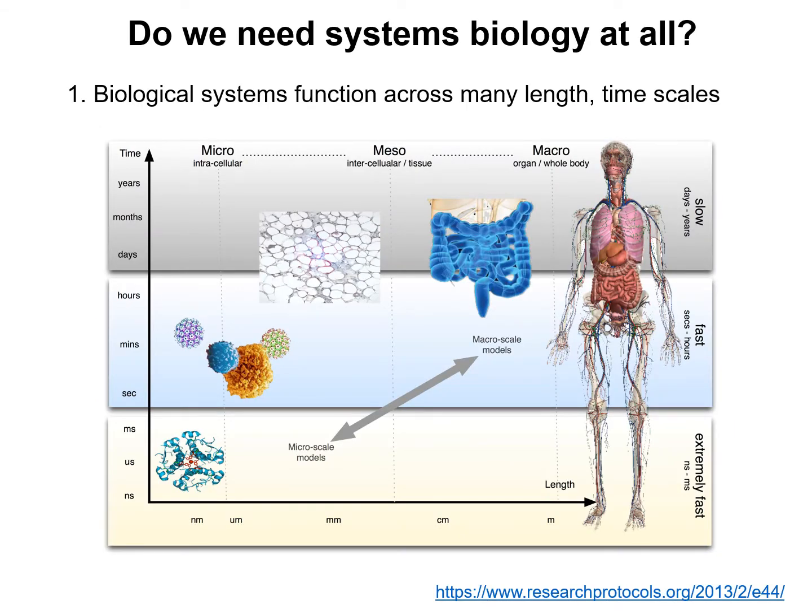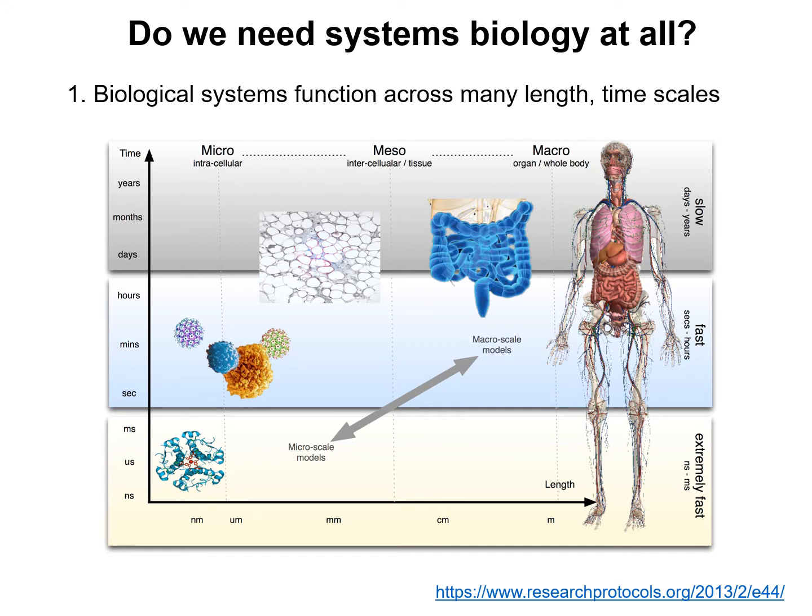Now, the question arises, do we actually need a systems approach to understand biology? As I mentioned earlier, biological systems function across many length scales as well as many time scales, from protein interactions, which are happening at nanometer scales, to cellular interactions, to tissue level interactions, to formation of different organs, and then finally a human organism. Therefore, it spans multiple different length scales.